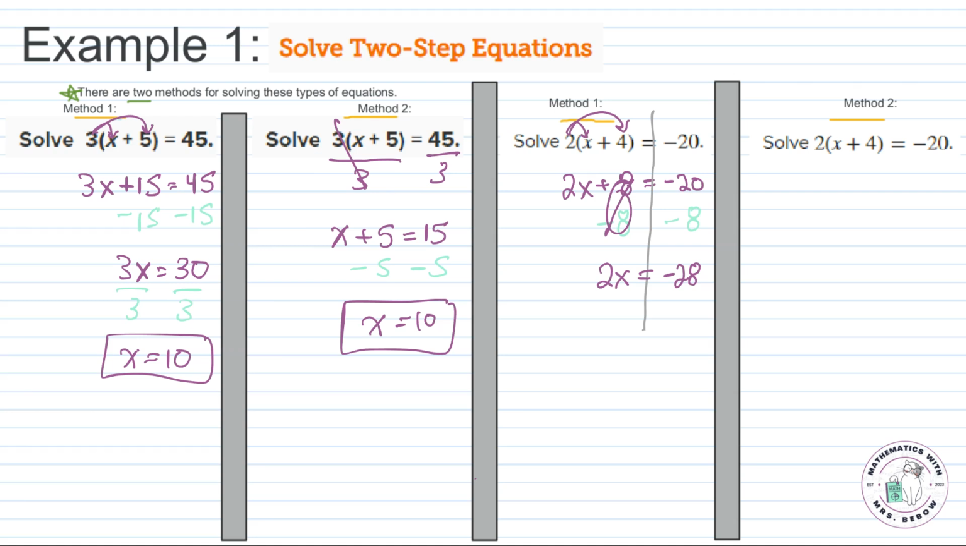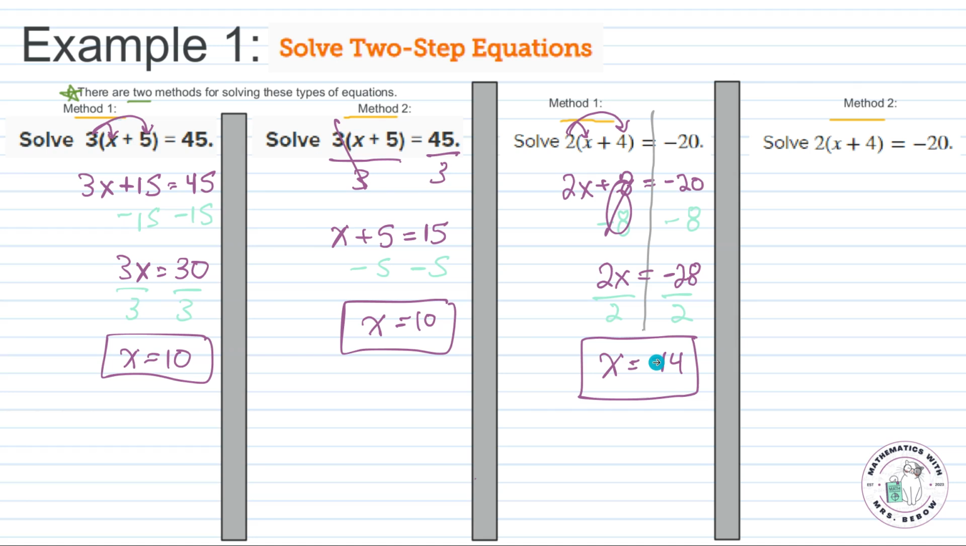And then again, x is not alone yet. We have one more step. So divide both sides by 2, and that'll get us to our final answer of x equals negative 14. Okay, so again, always take that extra time to double check that this is actually the solution.